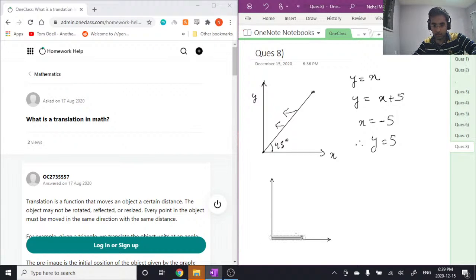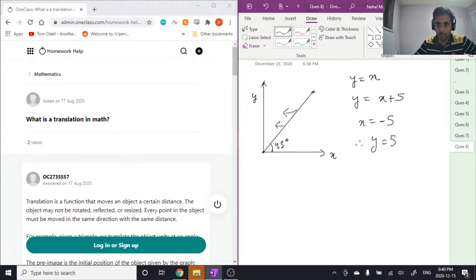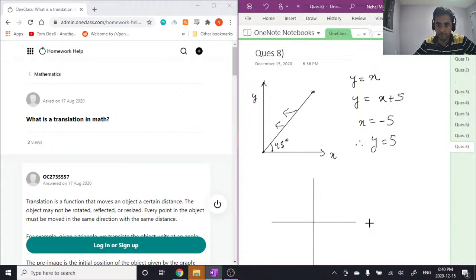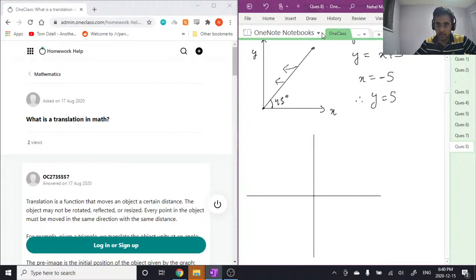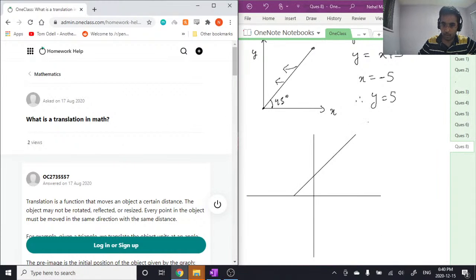Okay, this is not helping, so draw. Okay, that's better. And then the function would essentially look something like this now, where y is equal to x plus 5.